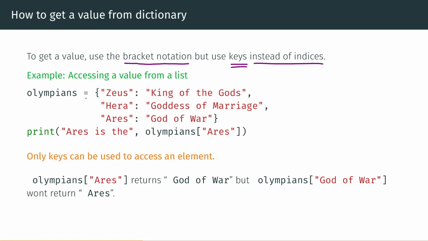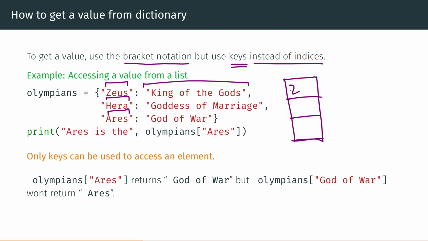So we have this list of Olympians, sorry, a dictionary of Olympians, in which the key is the name of the Olympian and the value is the function. So Zeus is the king of gods, and Hera is the goddess of marriage and whatnot. So how it looks is like so. You have three keys: Zeus, Hera, and Ares. And each of the keys has an associated value with it.